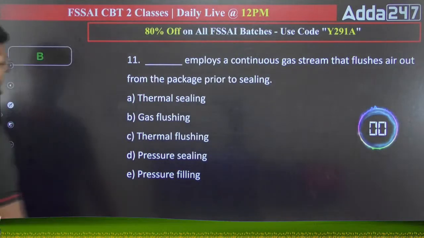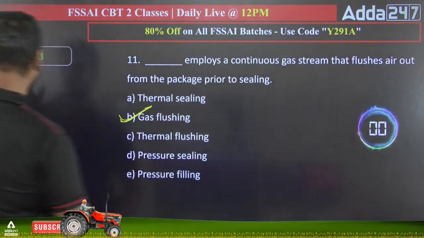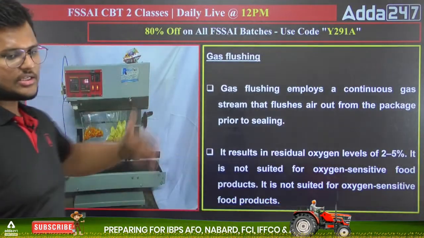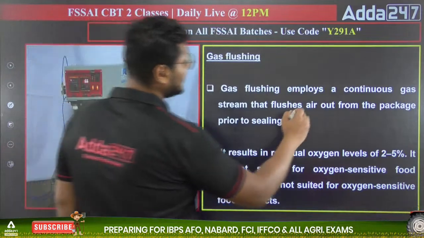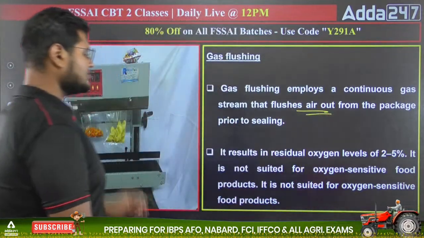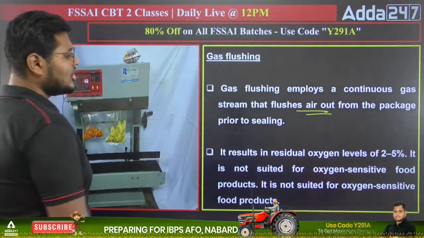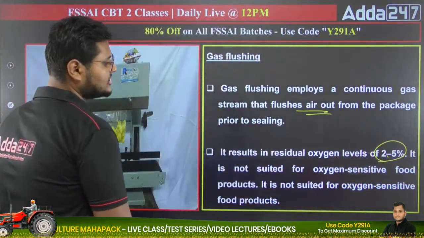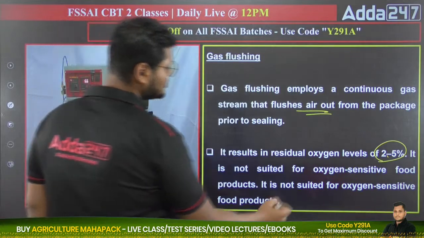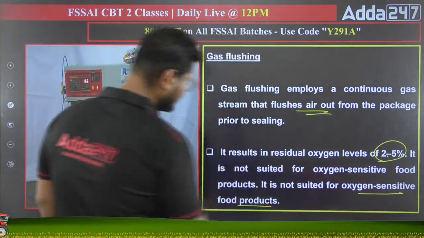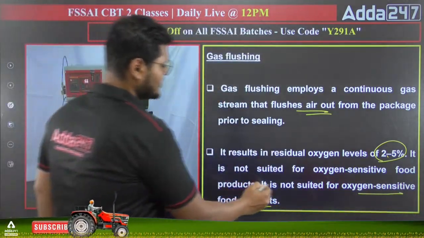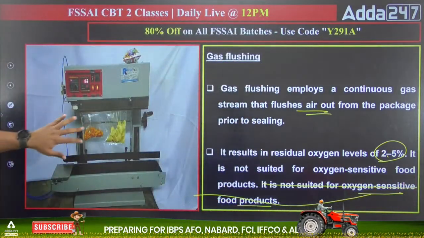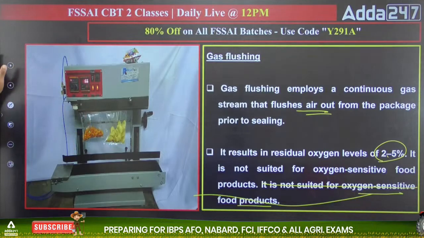The right answer here is B, that is gas flushing. Gas flushing employs a continuous gas stream that flushes air out from the package prior to sealing. It results in residual oxygen levels of 2 to 5%. It is not suited for oxygen sensitive food products. This line has been repeated. Okay, next. So this is how it is done. You might have seen this. This is what we call gas flushing.